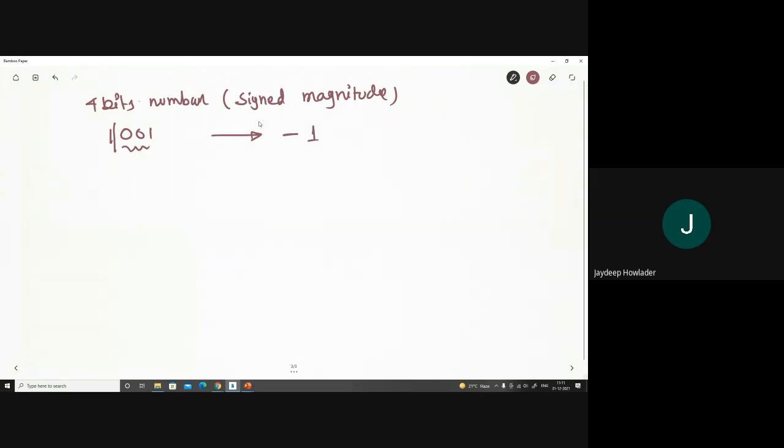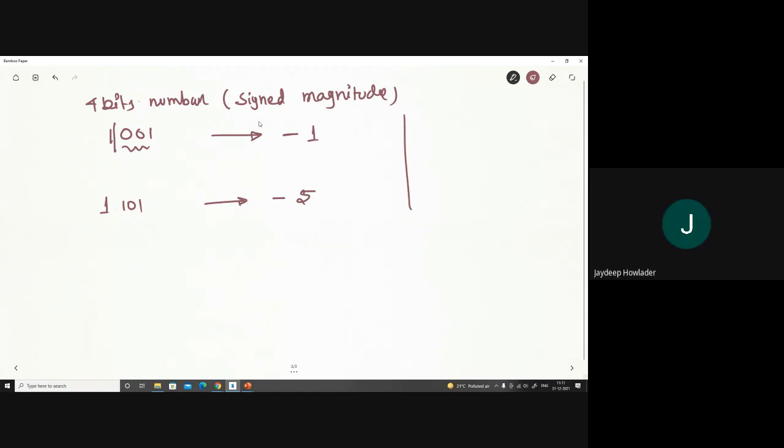Similarly, if we have 1, 1, 0, 1, the first bit determines a minus, then the rest of these bits are how much? 4 plus 1, 5. Get it? Yes, 4 plus 1, 5. Understand?